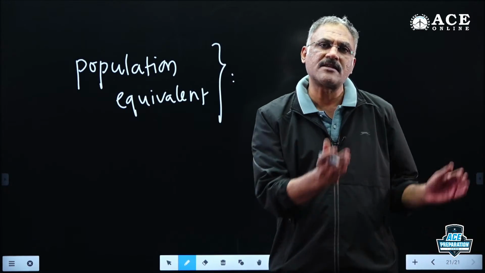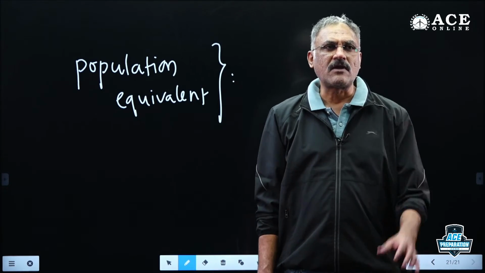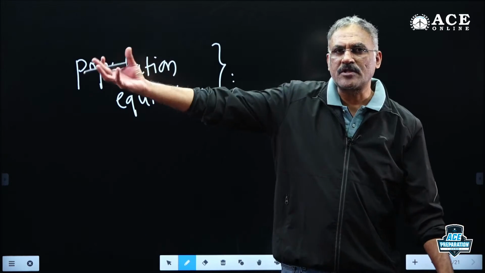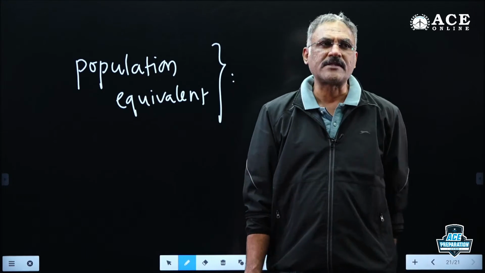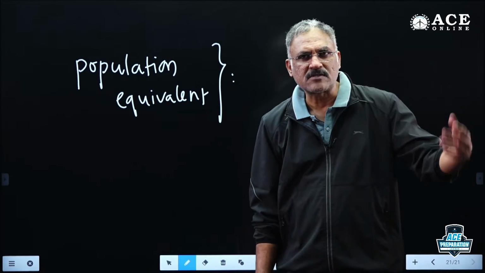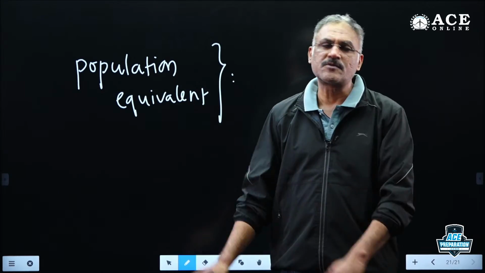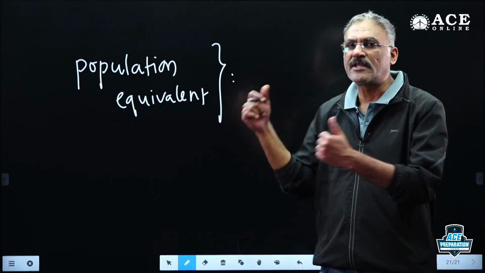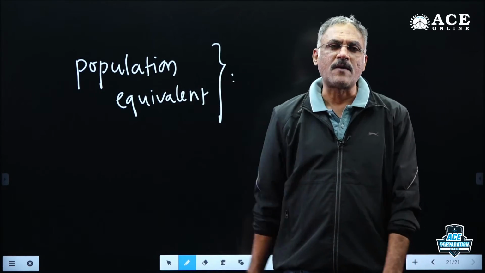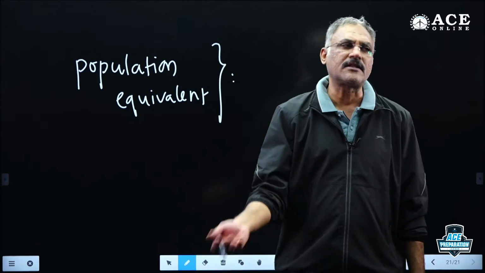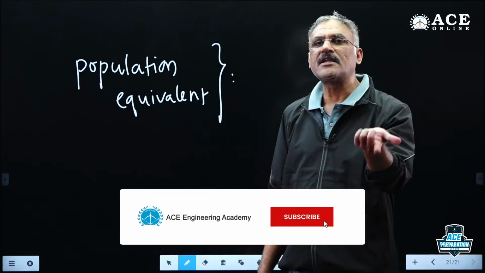Suppose an industry produces a waste whose population equivalent is 1 lakh, and some other industry produces a waste whose population equivalent is only 10,000. Per person I will charge 2 rupees or 3 rupees, something like that. The industry whose population equivalent is 1 lakh has to pay 3 lakh rupees every day to the municipal corporation for treating its waste. The industry whose population equivalent is 10,000 has to pay only 30,000 rupees. So everybody is treated equally if you charge them based on the population equivalent of their waste.